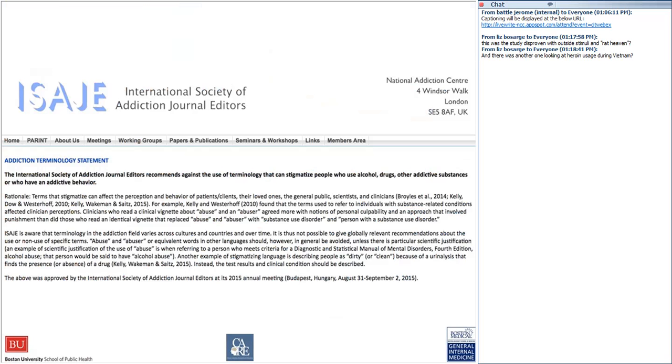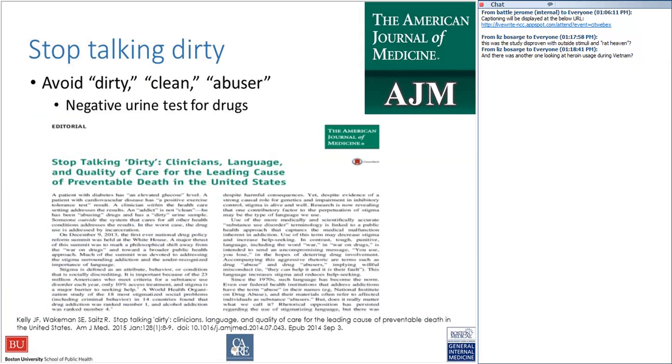And there are a few other terms then that I think come under this category of terms that we should avoid. And John Kelly and Sarah Wakeman and I published this piece in the American Journal of Medicine a couple of years ago, suggesting that people avoid the terms dirty, clean, as well as abuser. When people have diabetes and they come in for a check of their blood sugar, we don't tell them that their blood is dirty. We tell them that their blood glucose is elevated.